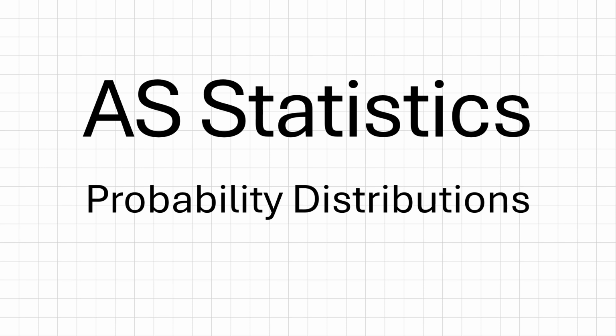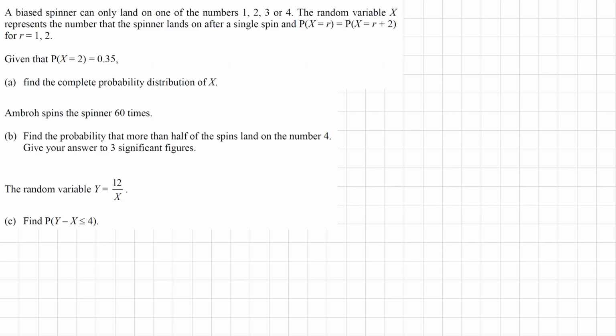This is an AS statistics question on probability distributions. A biased spinner can only land on one of the numbers 1, 2, 3 or 4. The random variable X represents the number that the spinner lands on after a single spin, and the probability that X is equal to r is equal to the probability that X is equal to r plus 2, for r equal to 1 and 2.